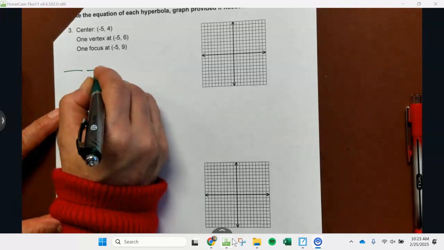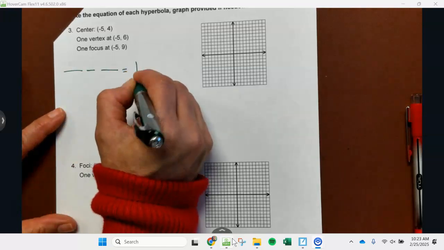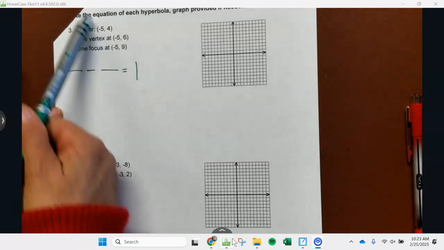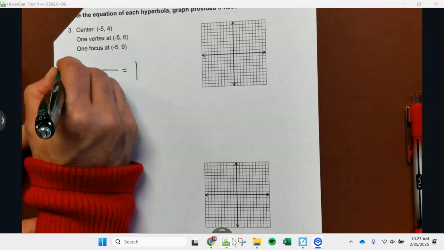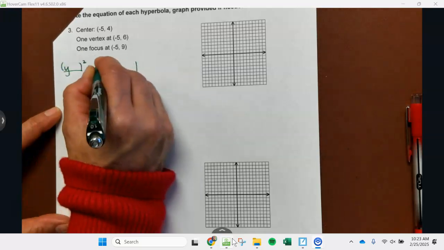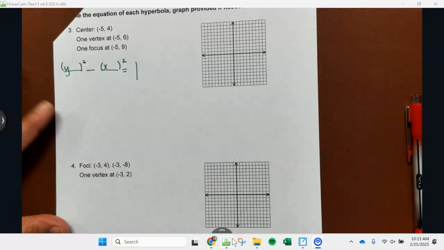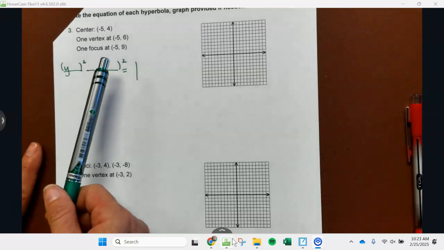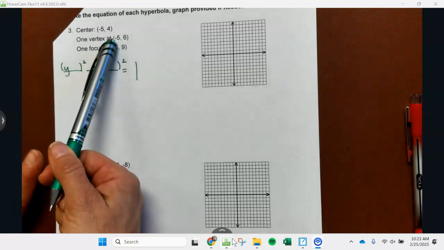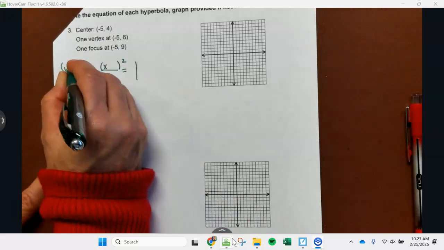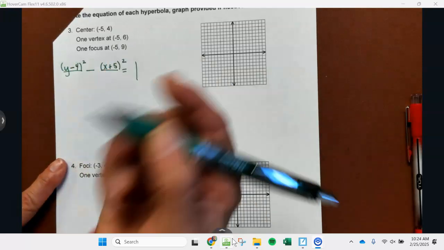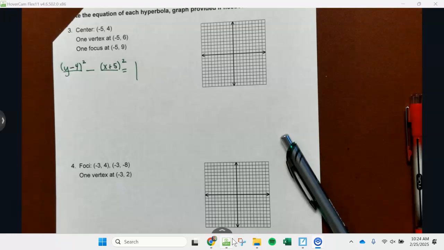I am so sorry I said the wrong word. It is a hyperbola. It needs to have a minus right there. It still equals 1. I know that it's vertical, so I know the y value comes first. I even know the center. I know what to put in those parentheses. The center of the hyperbola is -5, +4. So y minus 4 in those parentheses, x plus 5 in the other set of parentheses.